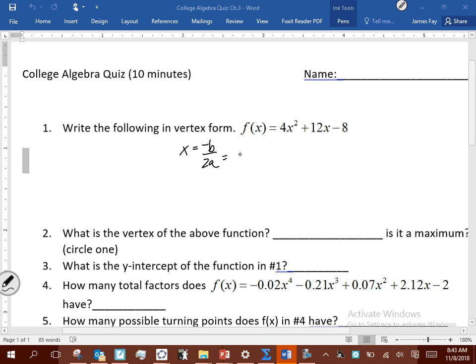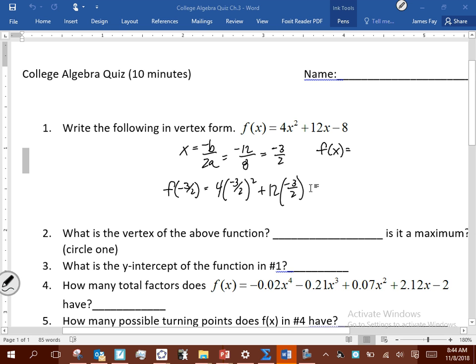Okay, so then I'm going to plug in the opposite of b, so negative 12 over 2a, which is 8. That'll reduce, since 4 goes into them, so it gives me negative 3 halves. So when I write my f of x in vertex form, that is the x coordinate of my vertex. That makes sense? To find the y coordinate, I take f of negative 3 halves.